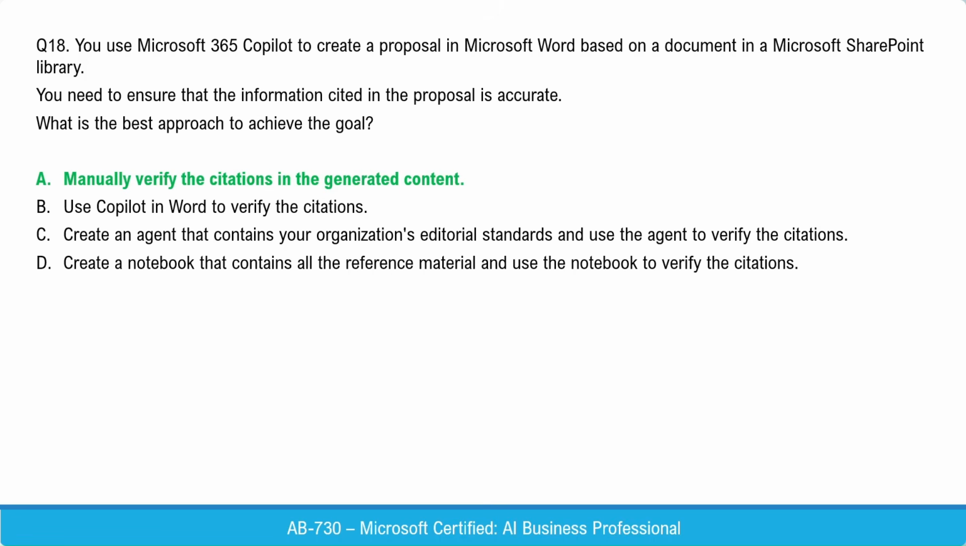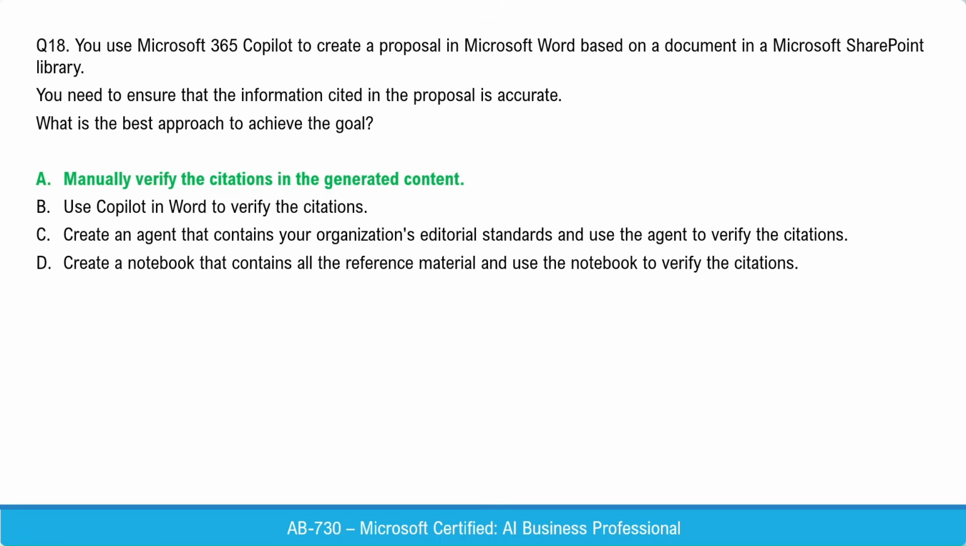Let's see why. In this scenario, you are using Copilot in Word to generate a proposal based on a document from SharePoint. Copilot is helping you draft content and include references from that source. But here is the key point. Copilot can assist with content generation, but it does not guarantee perfect accuracy in citations. It may summarize incorrectly or reference something slightly out of context. So, if your goal is to ensure accuracy, especially for something important like a proposal, the safest and most reliable approach is manual verification. You need to go back to the original source document and confirm that the cited information is correct. That's why option A is the correct answer.